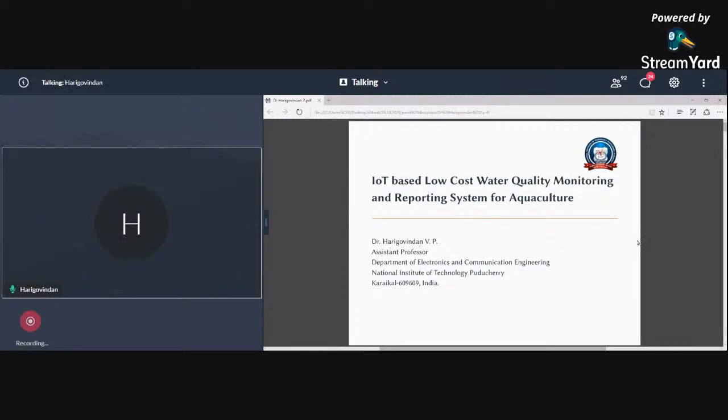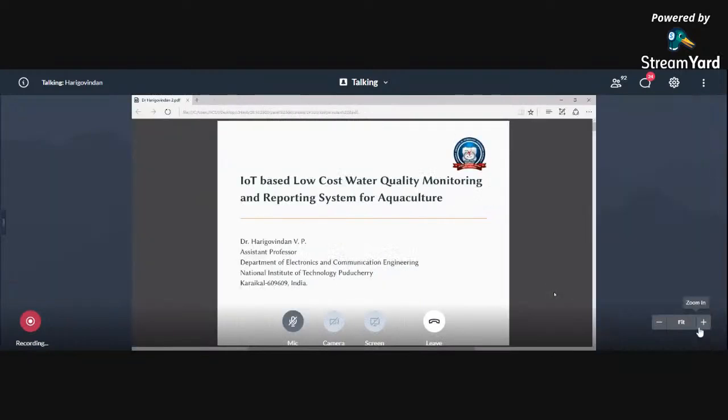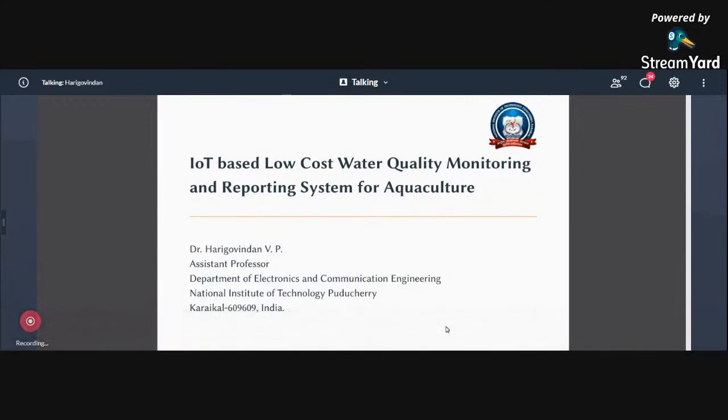Here I'm going to present about an IoT-based low-cost water quality monitoring and reporting system for aquaculture. This is related to some of the inventions as part of my DST seed funded project. And the objective of the project is to apply the technological advancements in the field of aquaculture.